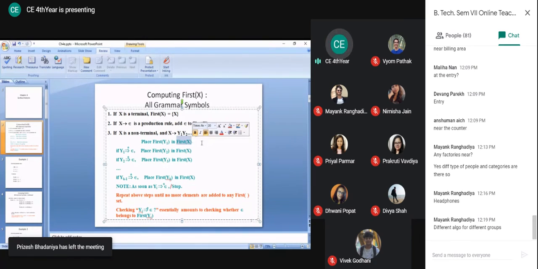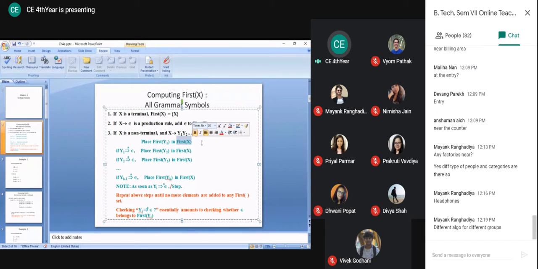The first of y1 will be in the first of x, because whatever terminal symbol we are able to derive from y1, if y1 is a non-terminal. If y1 is a terminal, definitely it is itself the first of y1. But if y1 is a non-terminal, then whatever first terminal symbol we are able to derive from y1 will be in the first of x. So basically through the first of x, we are able to identify which is the correct alternative of the non-terminal x which is applicable.